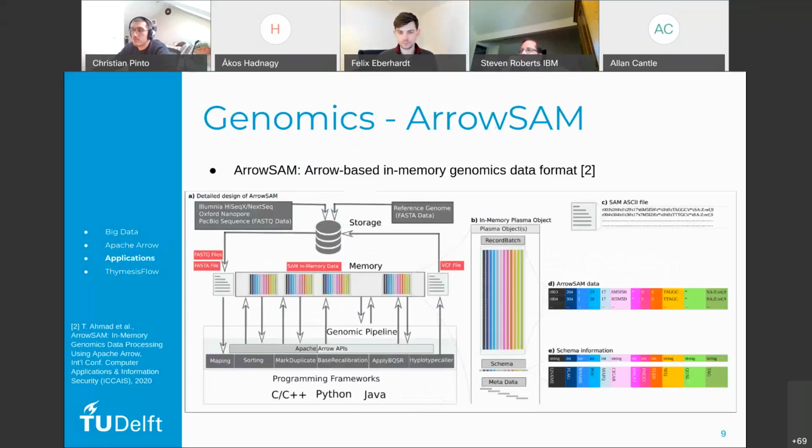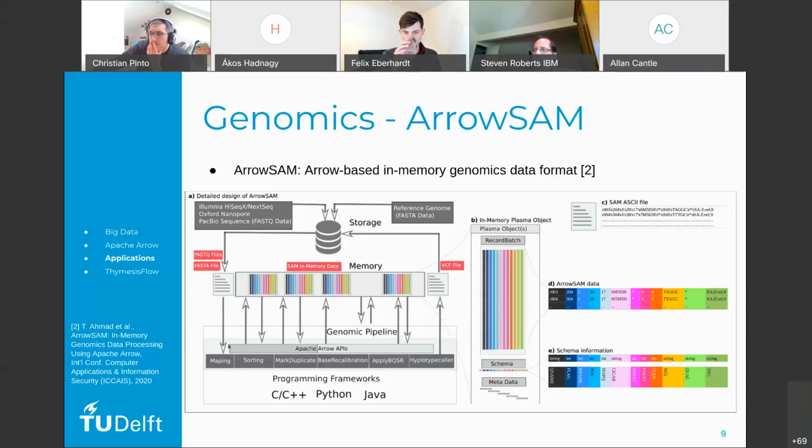So let's get to a real application that actually comes from our lab, ArrowSAM. SAM meaning sequence aligned mapping. This is a genomics pipeline. So you can recognize a very similar pipeline here to what I showed you before. The data comes in. Here are the multiple pipeline stages, and they all work out of the same shared object store that stores Apache Arrow data.